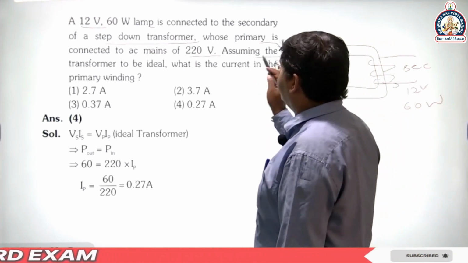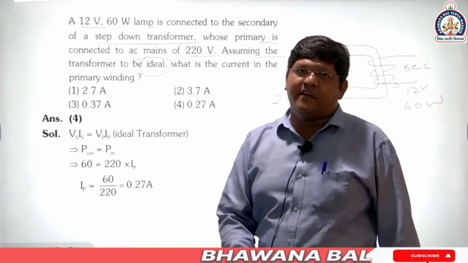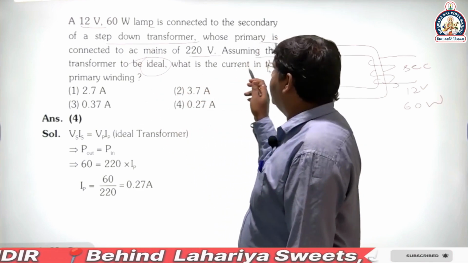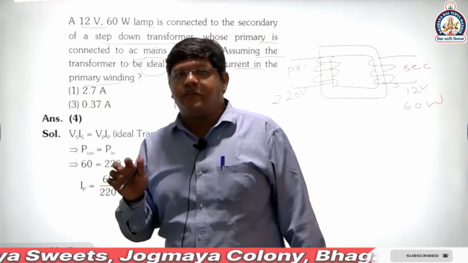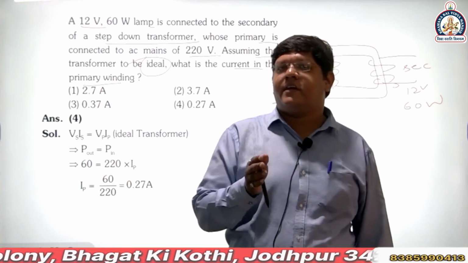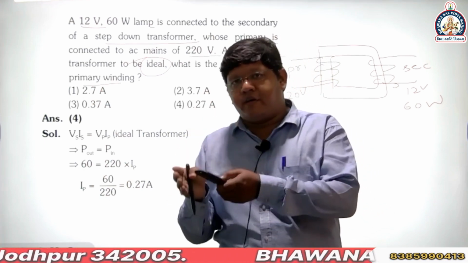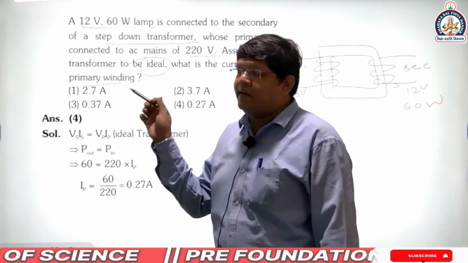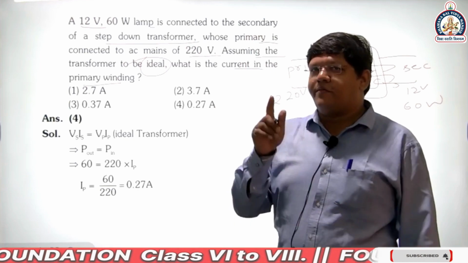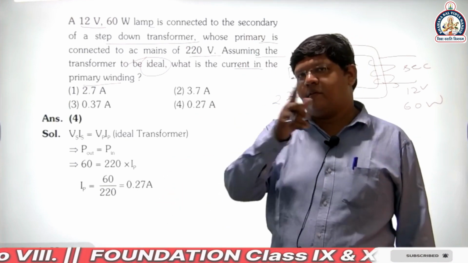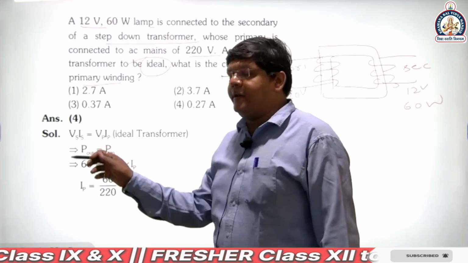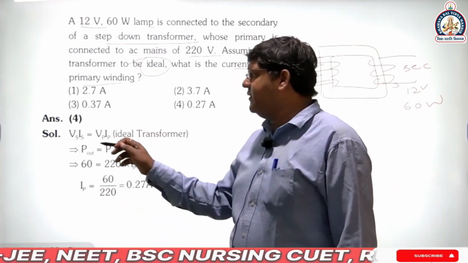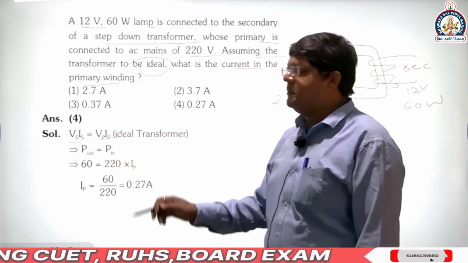Assuming the transformer to be ideal, this is the key point of the question where we get the hint from the question. The transformer is ideal. What is the current in the primary winding? Simply as I say, a transformer is a static device used to transform power from the primary circuit to the secondary. And if the transformer is ideal, ideal means perfect. So a perfect transformer means primary power is equal to secondary power. The formula for power is voltage into current. So for an ideal transformer, we can say secondary power is equal to primary power.